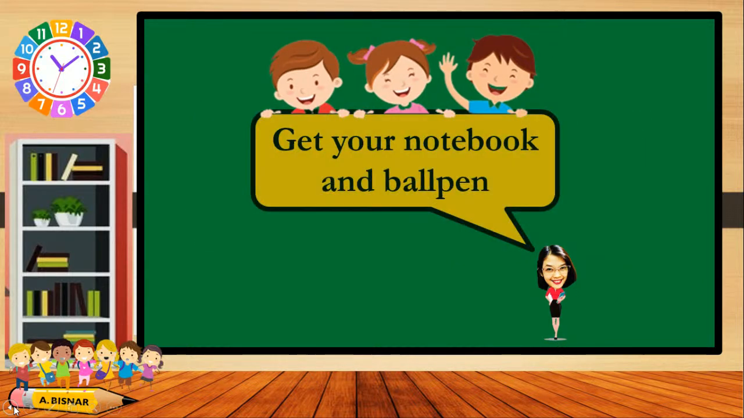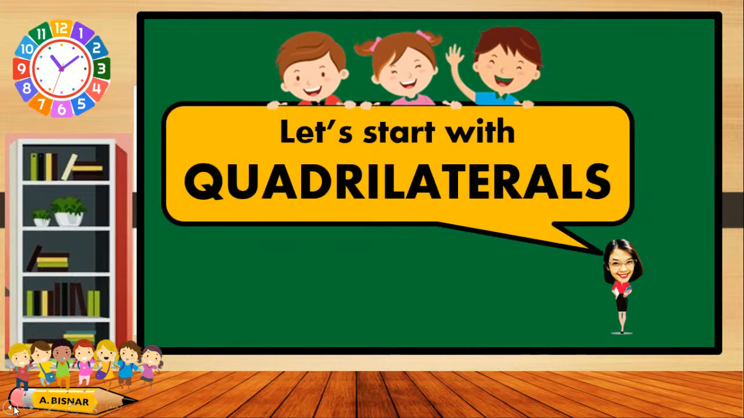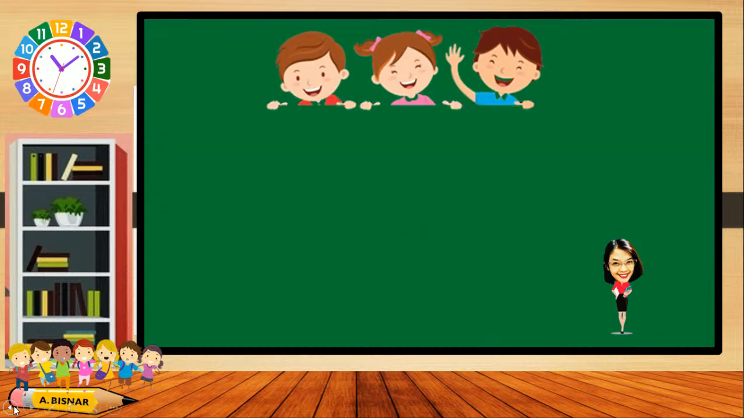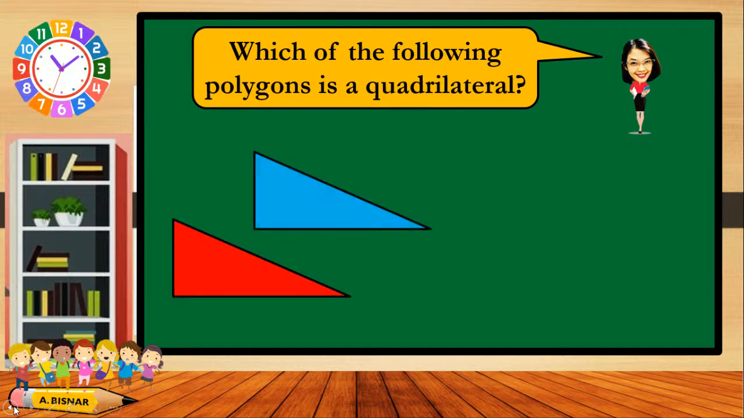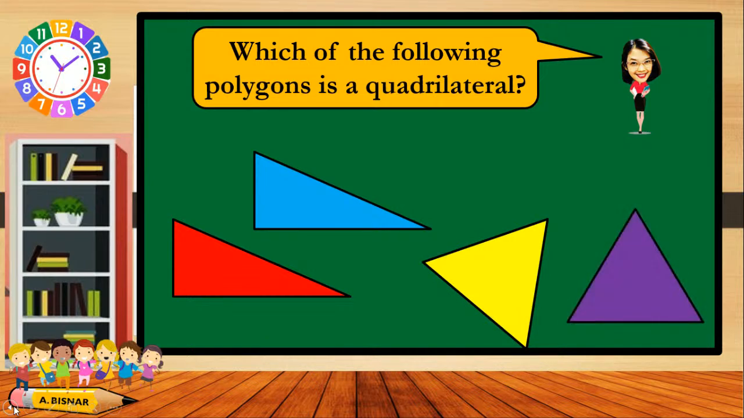So, for example, in here, you have to get your notebook and ball pen so that you will have your scratch. Okay? So, for example, in here, let us start with quadrilaterals. Which of the following polygons is a quadrilateral? Meron ba ditong quadrilateral? Meron o wala? At bakit?